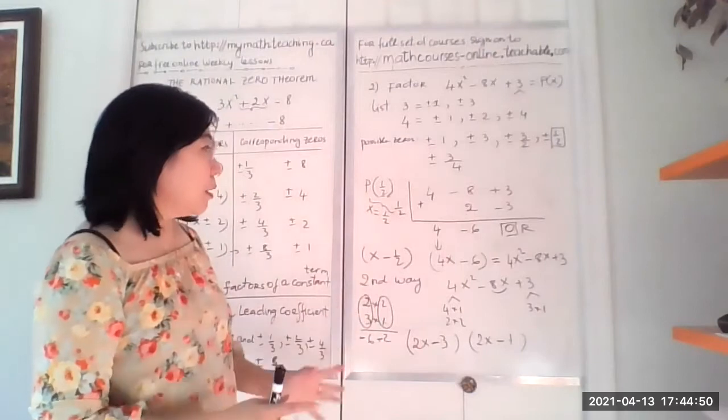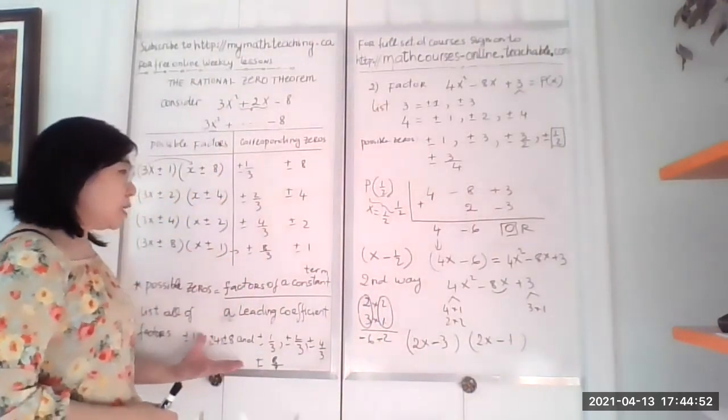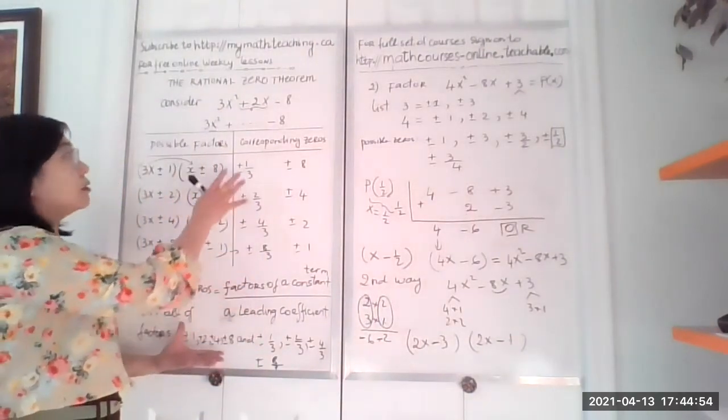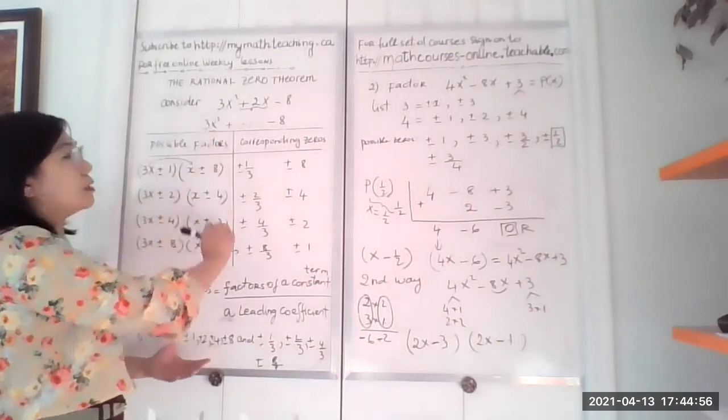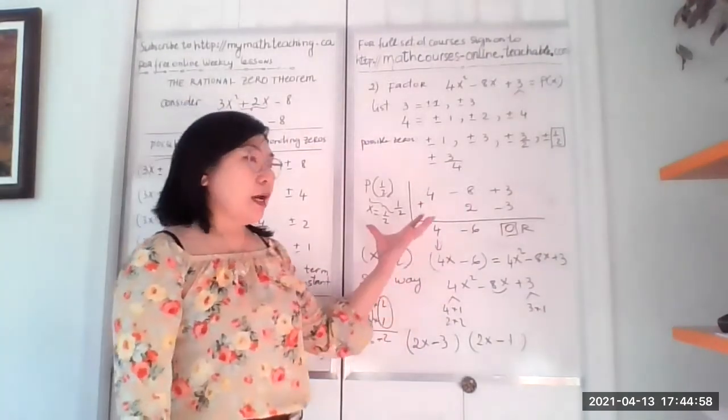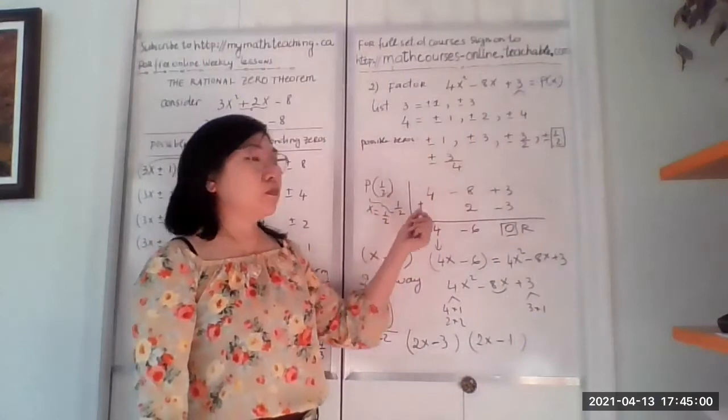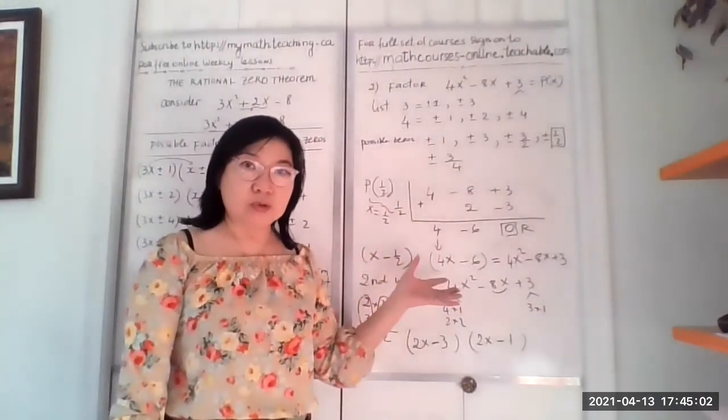Now, because my purpose is explaining to you the factor theorem and the rational zero theorem, I choose the simple expression to show you, right?